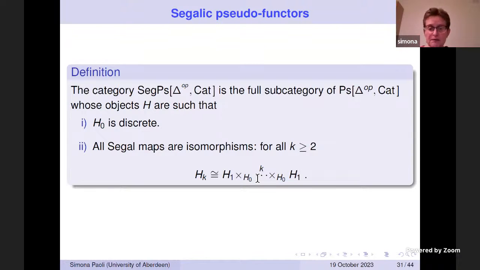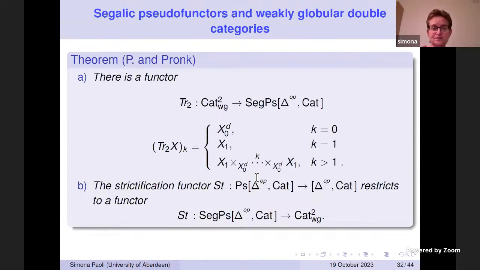Why is this a good thing? For several reasons. Frank and myself proved, first of all, that there is a pretty straightforward way to associate to a weakly globular double category a Segalic pseudofunctor, which on objects is this. I'm not telling you precisely what the two-dimensional structure is, but it basically comes from these equivalences of categories between this thing and the x1 over x0, etc. This induces the Segal map. And we're going to use this in a minute.